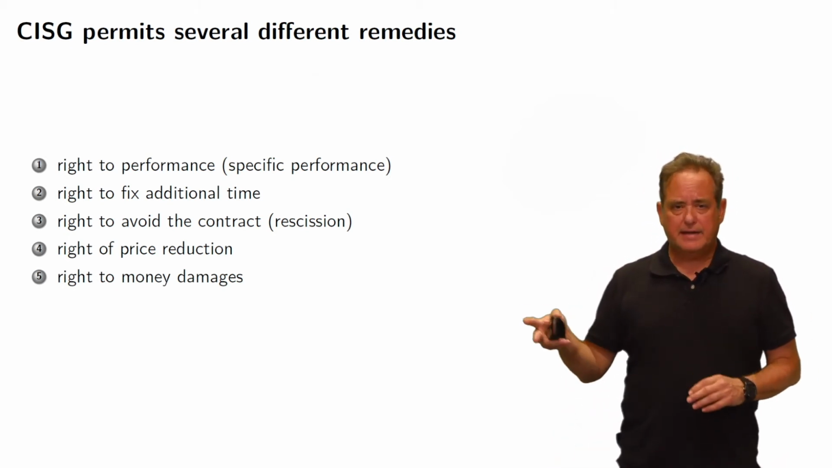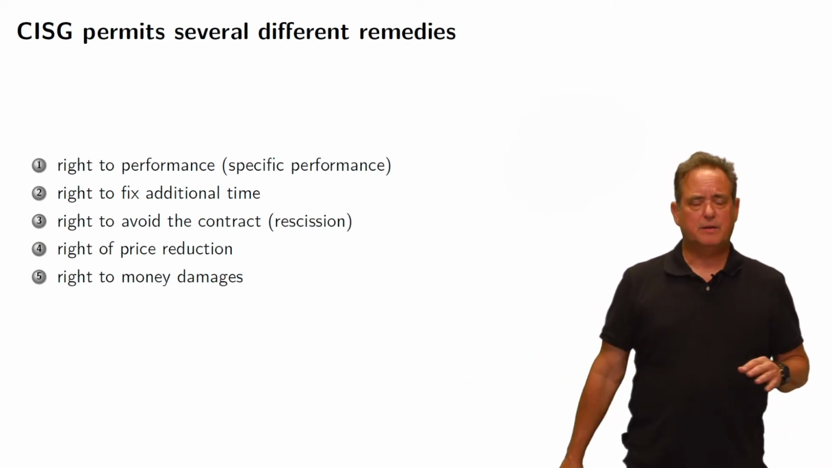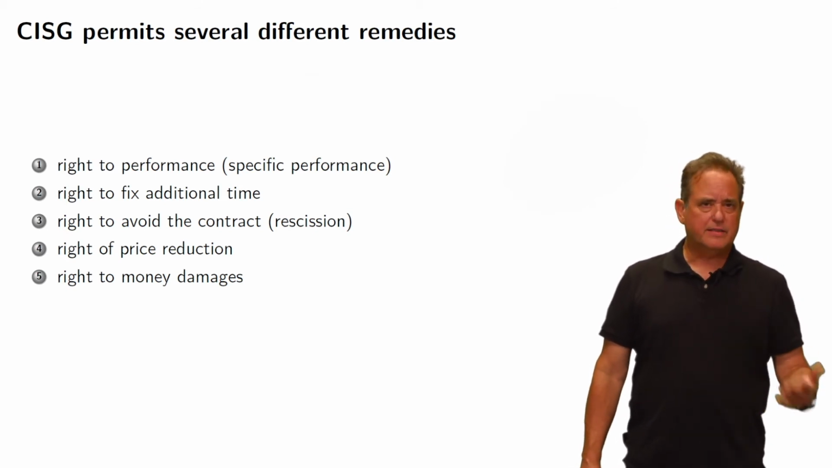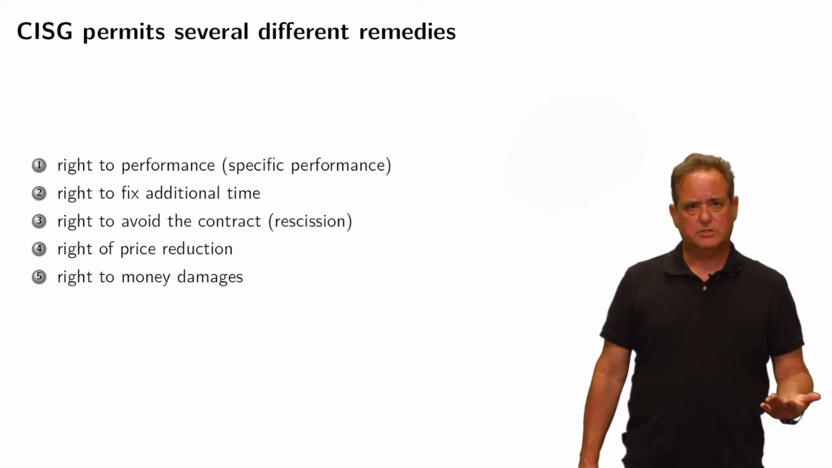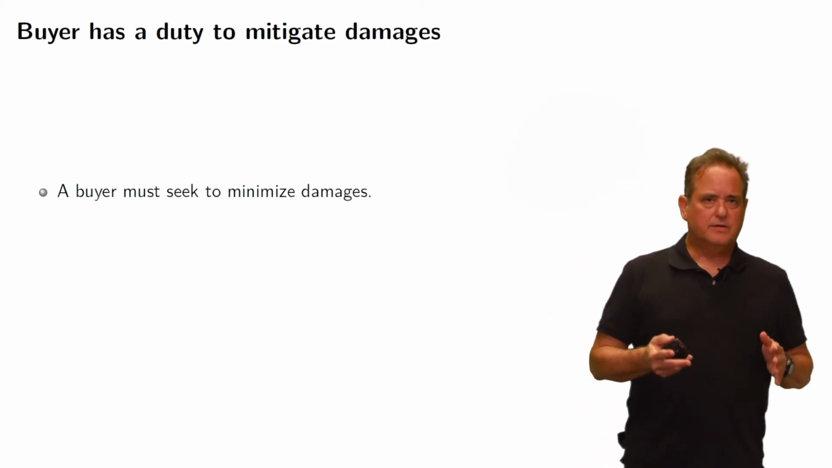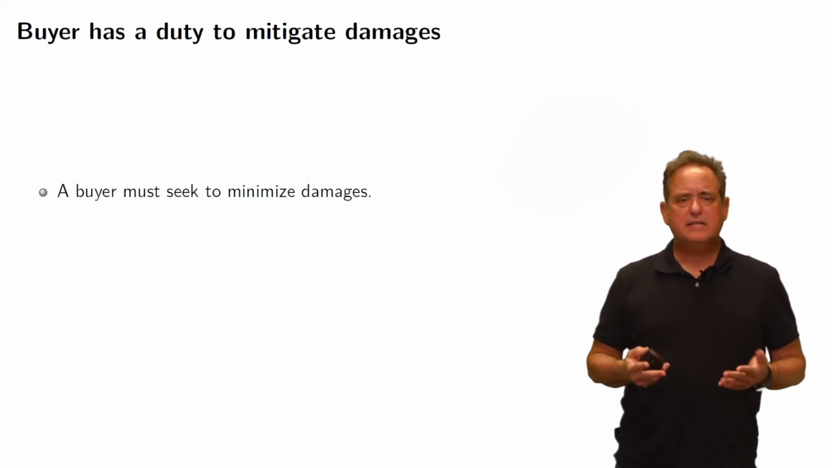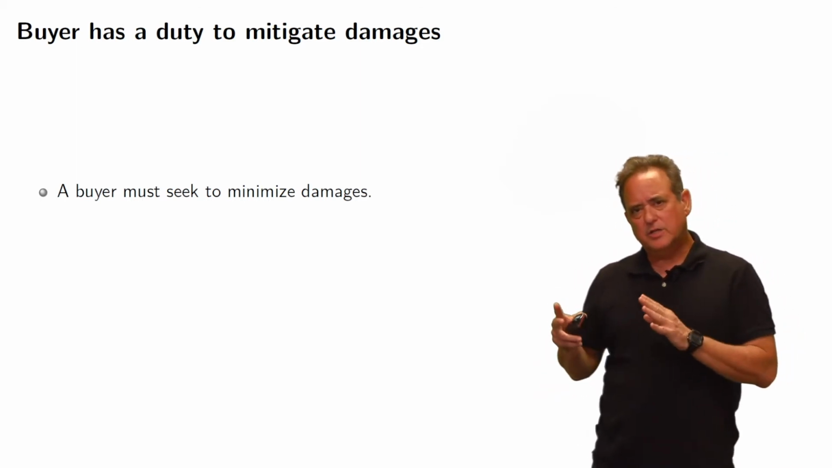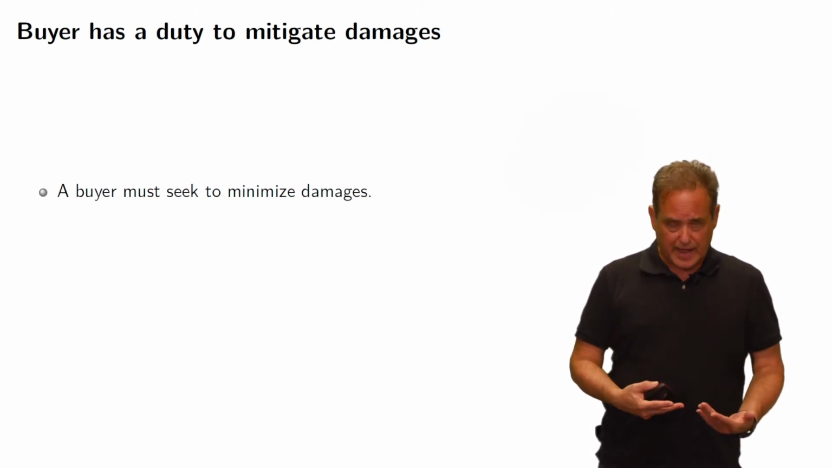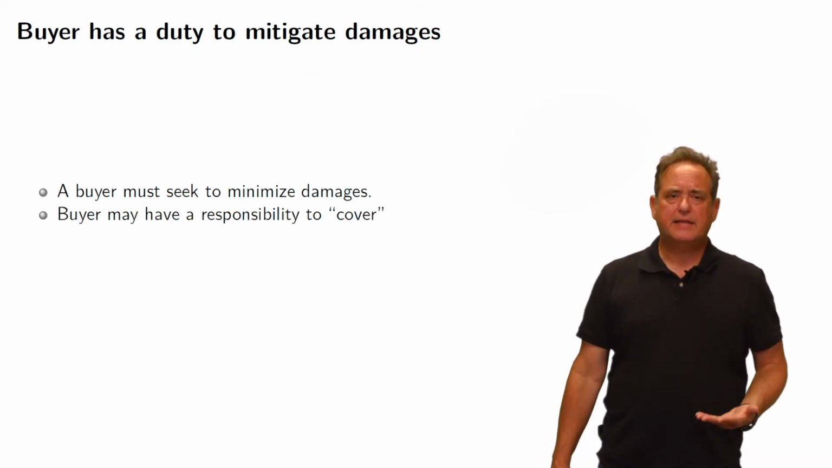We're going to talk a lot about money damages in the next section of the course, so we're going to discuss this very briefly. But those are your different remedies available to a buyer in the event that the seller breaches. Now keep in mind, however, that a buyer has a duty to mitigate damages. And what that means is that a buyer has an obligation to minimize the damages that are going to happen because the seller breached. The buyer has certain obligations.